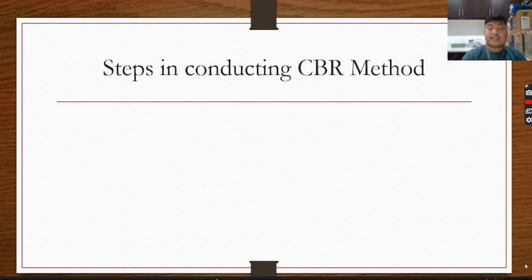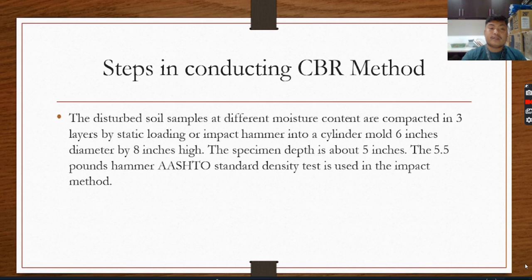Steps in conducting the CBR method. First, the disturbed soil samples at different moisture content are compacted in three layers by static loading or impact hammer into the cylinder mold 6 inches in diameter by 8 inches high. The specimen depth is about 5 inches. The 5.5 pound hammer, an AASHTO standard density test, is used in the impact method.